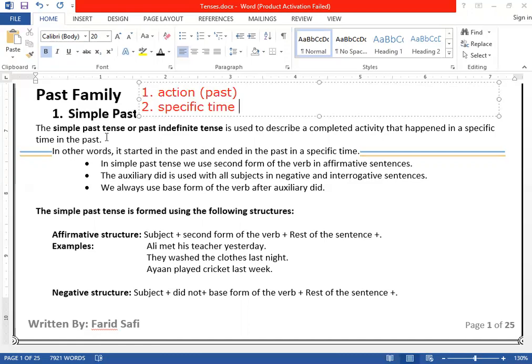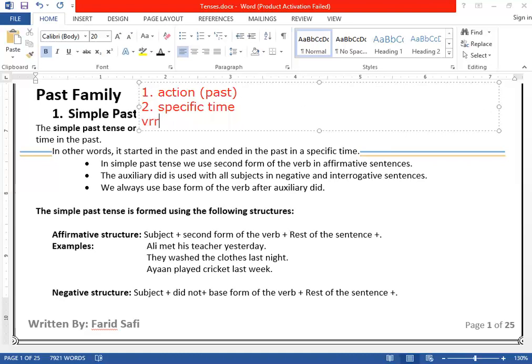Or we can say simple past tense, or past indefinite tense, is used to describe a completed activity that happened or did not happen at a specific or particular time in the past. Clear? So we call it simple past tense. Now, in simple past tense, there are few things you should keep in your mind. In other words, we can say it started in the past and ended in the past at a specific time. The same definition. In this case, in simple past tense, which form of the verb do we use? Always we use the second form of the verb.